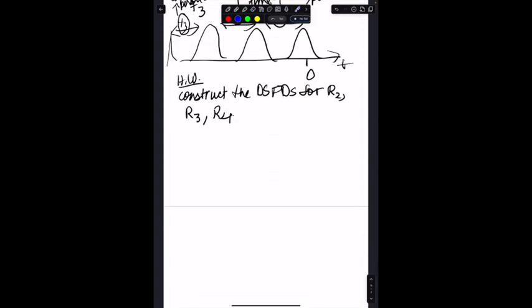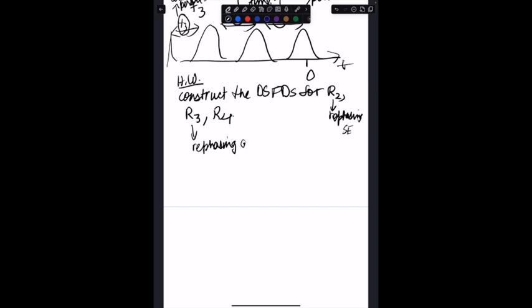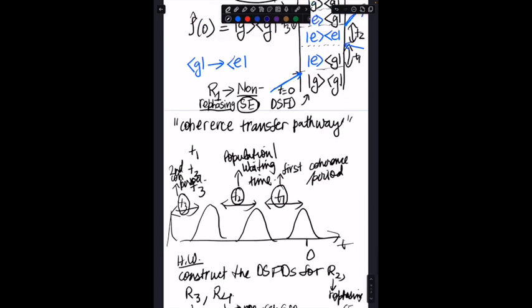So R2 should correspond to something which is known as a rephasing stimulated emission for the two-level system. R3 should correspond to a rephasing ground state bleach, and R4 should correspond to a non-rephasing ground state bleach.